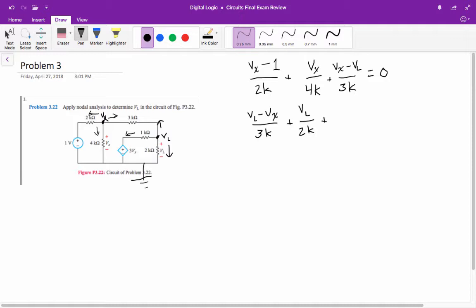plus VL minus 0 over 2K, plus, and then the last one, VL minus, and this is a dependent voltage source, but it's in terms of Vx, so we can just use that variable. That's one of our variables. So VL minus 3Vx over 1K equals 0.